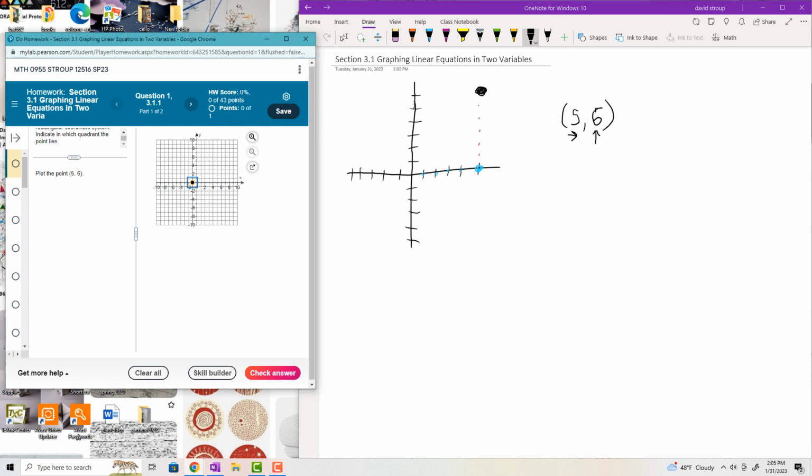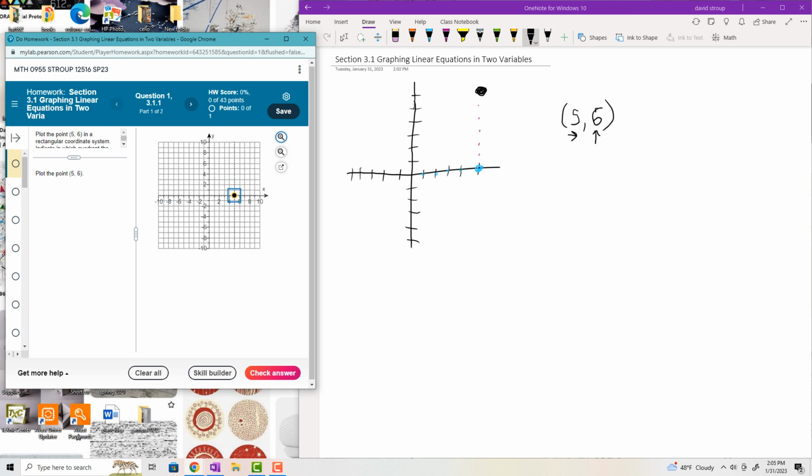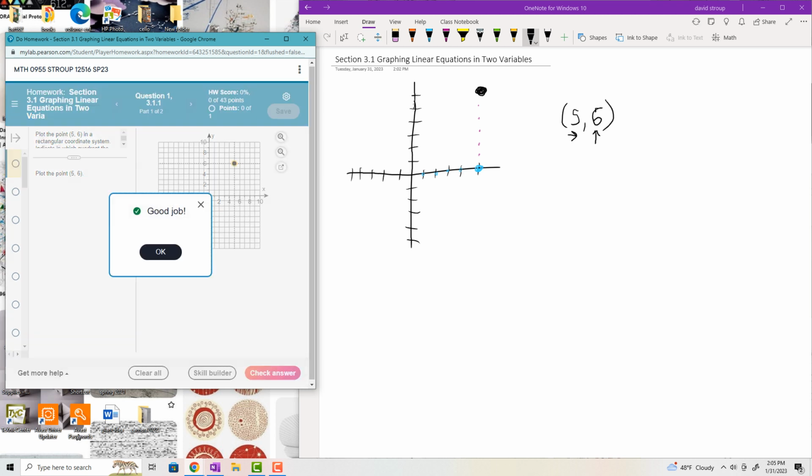So on the graph, you're just going to move the dot that's surrounded in yellow and has a blue box around it. So you go over 5, 1, 2, 3, 4, 5. You may need to zoom in a bit, and then go up 6. So 1, 2, 3, 4, 5, 6. Okay, and then check your answer.